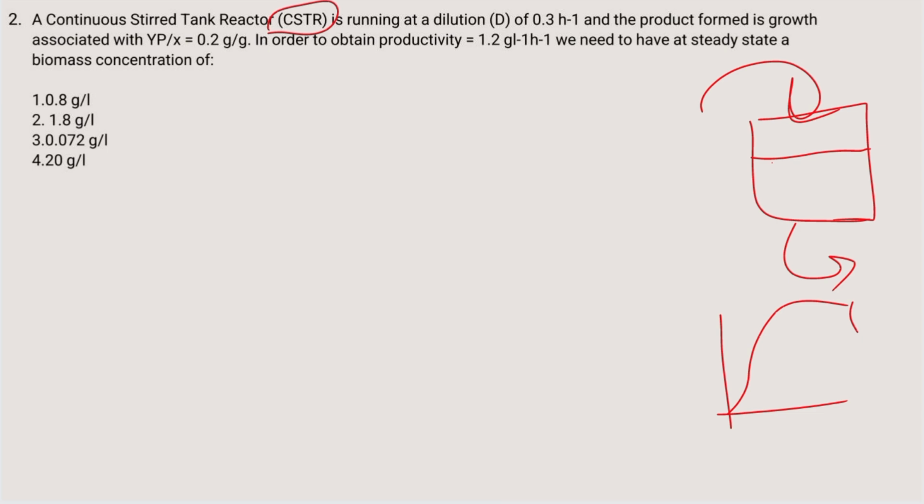It is a continuous culture, and it is running at a dilution of 0.3 per hour. That is the dilution rate. So dilution equals F by V. F is the flow rate, meaning how much substrate is going inside, and V is the volume of the total reactor. So this is 0.3.